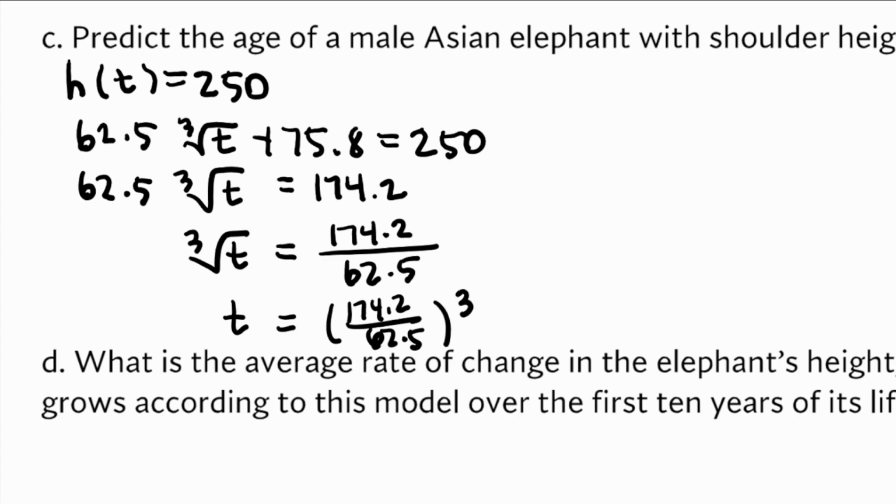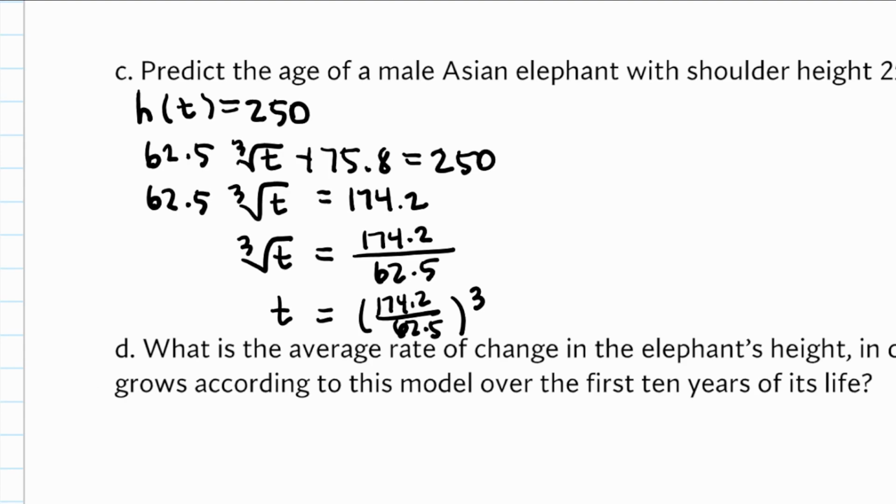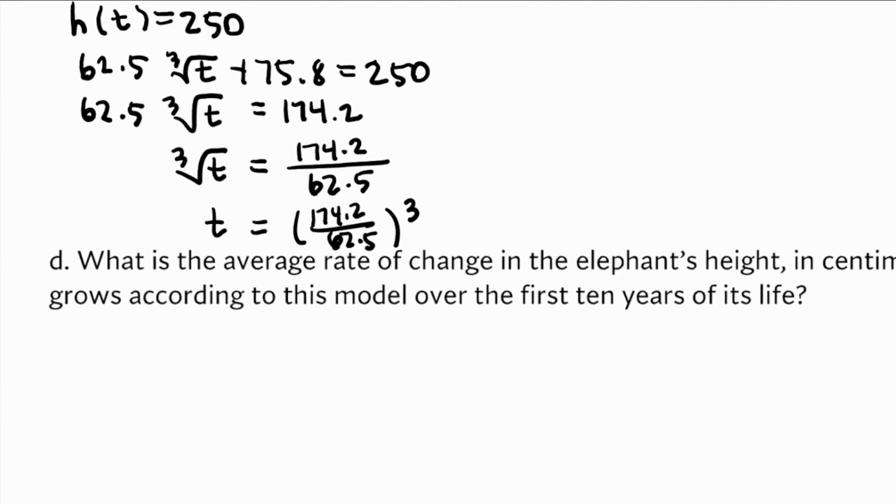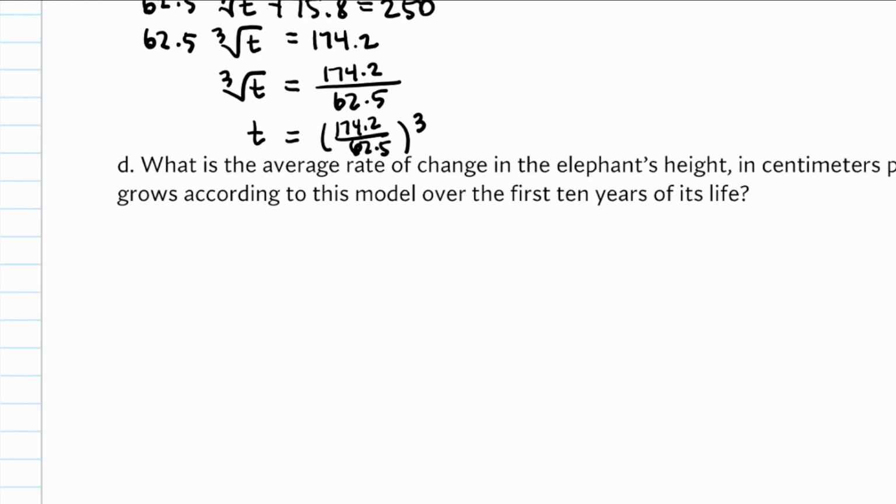And that's an exact number, and I'm not going to be pulling out a calculator in this video and figuring out exactly what that number is. But I'd say it's probably somewhere around, 175 divided by 62.5, that's maybe a little bit less than 3, so a little bit less than 3 to the 3rd, which is 27. I don't know. Some reasonable number of years.